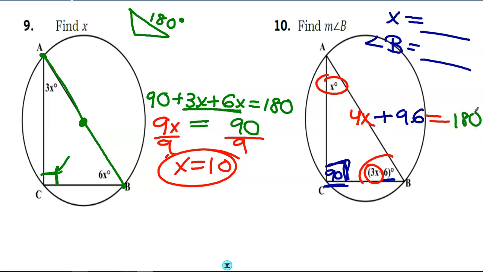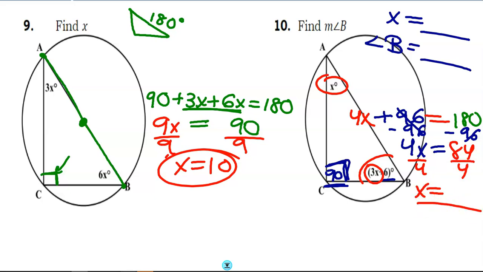So I'm going to subtract 96 to both sides, and then divide by 4. That gives 84, and then divide 4 to find the value of x, which is 21.